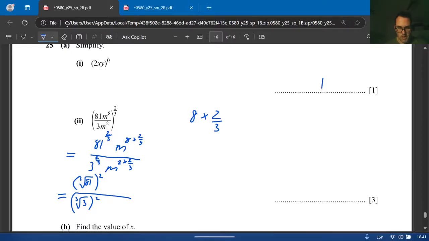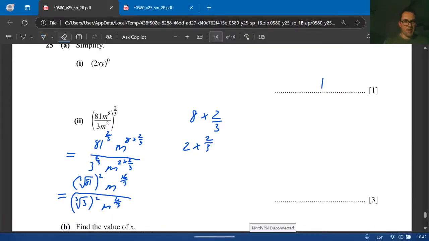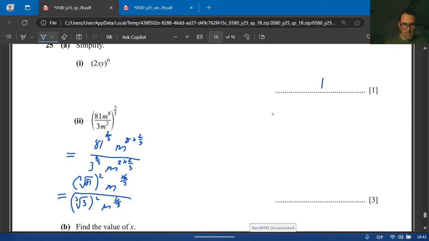Okay, here. 8 times 2/3. What's 8 times 2/3? 8 times 2 is 16. So that will be m to the 16 over 3. And then we do 2 times 2/3. 2 times 2 is 4 over 3. Right, this is where I feel like I could be getting a little stuck. Now, this one on the left looks hard, but I know here that if you divide, remember the next rule of indices.